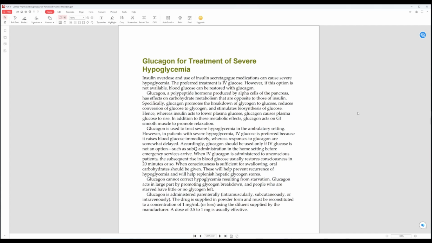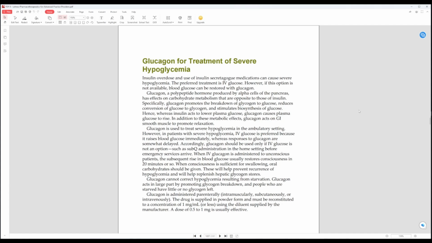Glucagon for the treatment of severe hypoglycemia. Insulin overdose and use of insulin secretagogue medications can cause severe hypoglycemia. The preferred treatment is IV glucose. However, if this option is not available, blood glucose can be restored with glucagon. Glucagon, a polypeptide hormone produced by alpha cells of the pancreas, has effects on carbohydrate metabolism that are opposite to those of insulin. Specifically, glucagon promotes the breakdown of glycogen to glucose, reduces conversion of glucose to glycogen, and stimulates the biosynthesis of glucose.